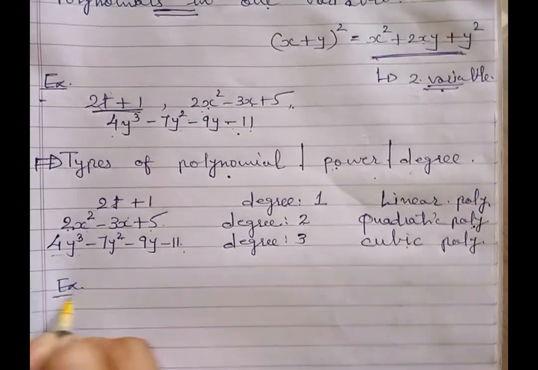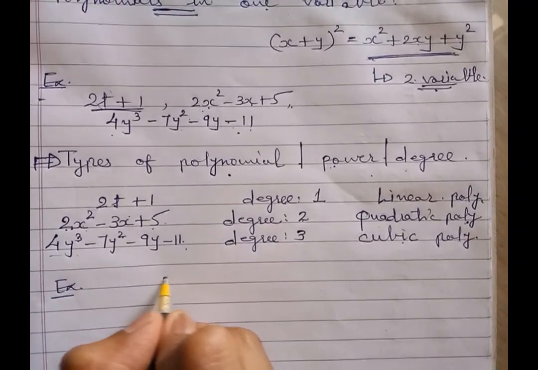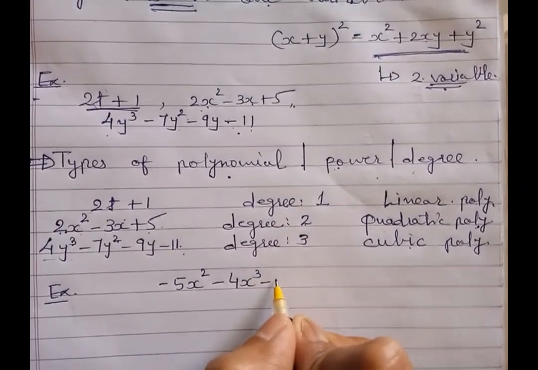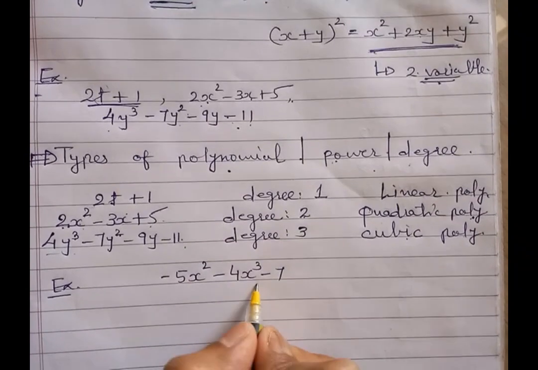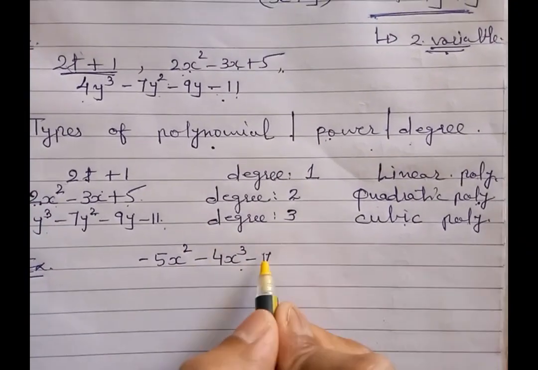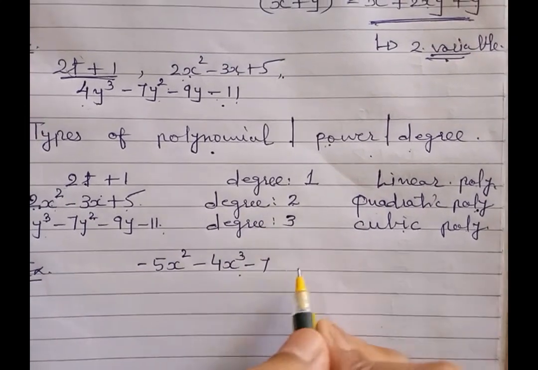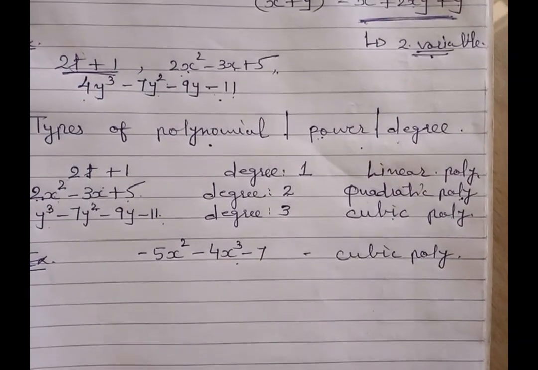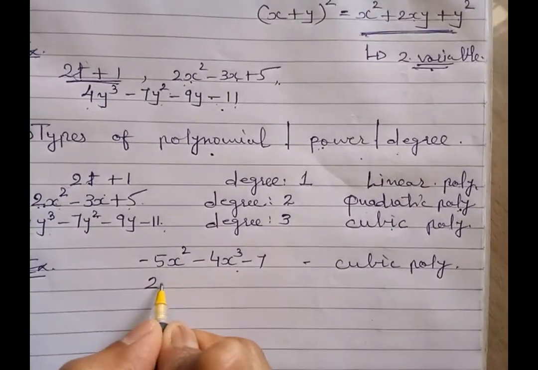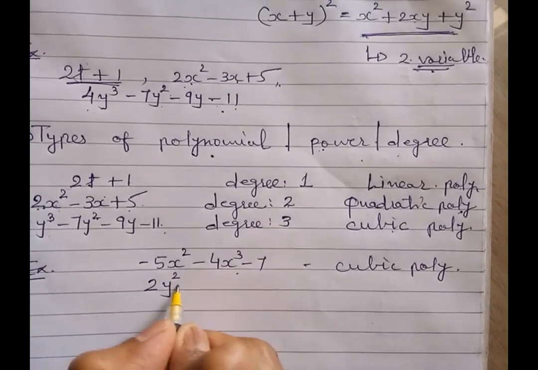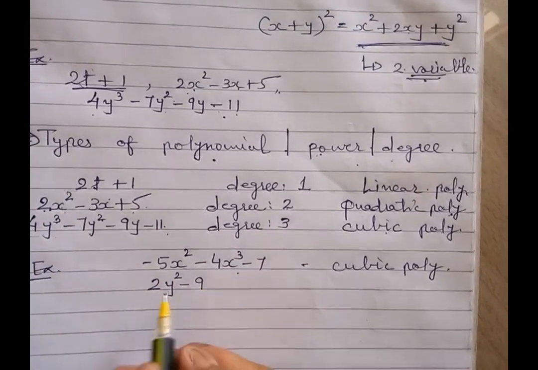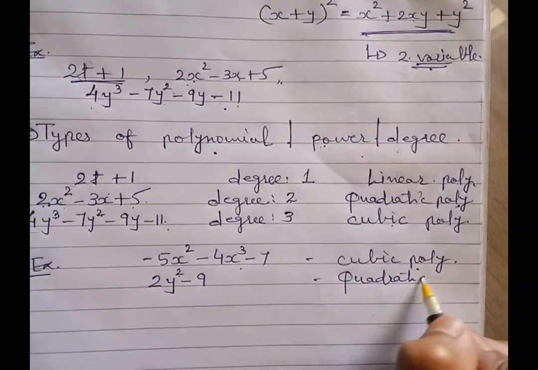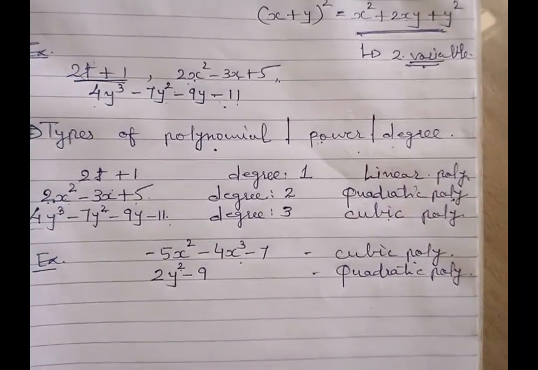Now a few examples I will give: minus 5x square minus 4x cube minus 7. Now here see properly. Here the degree is 2, here the degree is 3 and here it is 0. That means this is your cubic polynomial. Right? Another one, 2y square minus 9. Now the highest degree is 2. That means it is quadratic polynomial. Right?